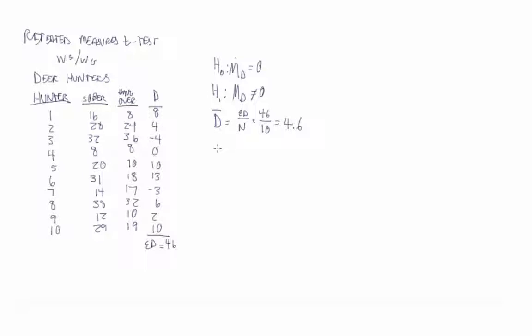The next thing we have to find is our variance term, and that is equal to the sum of the difference scores squared minus the sum of the difference scores, squared, divided by n, over n minus 1. And so we need the sum of our difference scores squared. So we'll set up a new column over here, difference scores squared. 8 squared is 64. 4 squared is 16. 16, 0, 100, 169, 9, 36, 4, and 100.